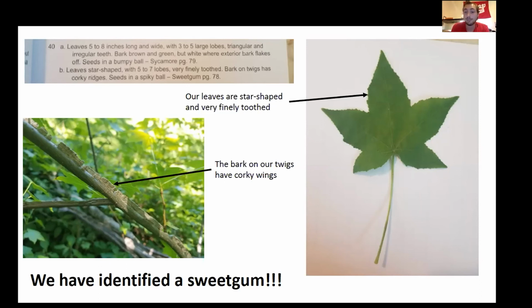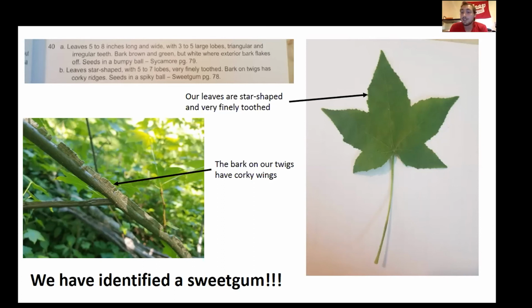So we had that spiky ball, we had the star-shaped leaf, 5 lobes, very finely toothed, and this individual actually had the corky wings on it. But remember what I said earlier, those corky wings are not always there. But this one did, and because of all of those features, we have identified a Sweetgum.